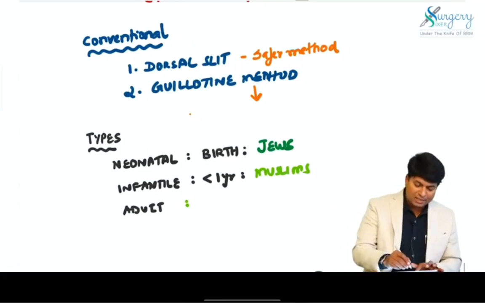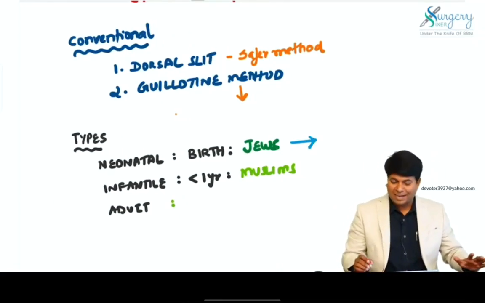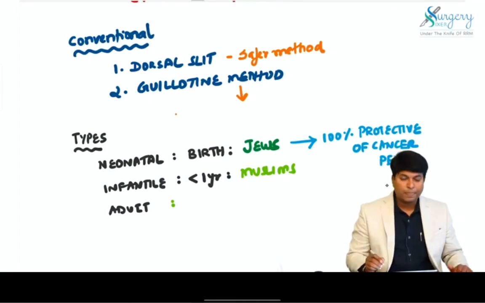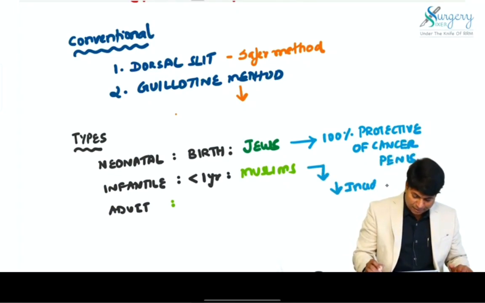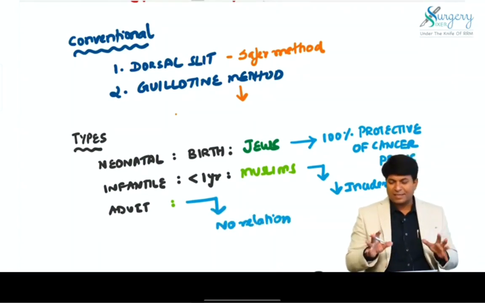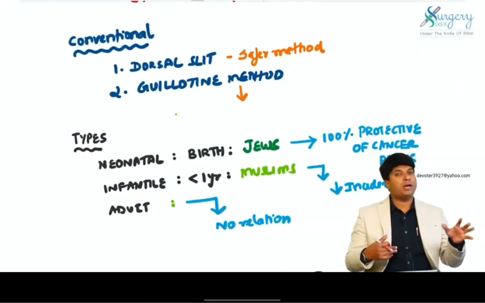Interesting point here is, while Jews do neonatal circumcision, no smegma gets collected and there is 100% protection against cancer penis. So they never develop cancer penis in Jews. In Muslims, there is decreased incidence of cancer penis. But in adults, there is no relation with cancer penis. It does not decrease the risk. The risk of developing a cancer, if it has to happen, has already happened because of smegma. Hereafter, there is no use.